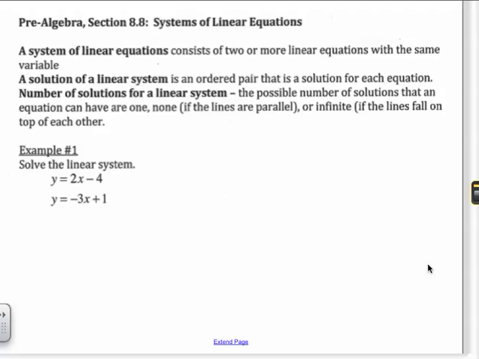Okay? The number of solutions for a linear system. The possible number of solutions that an equation can have, or I should say that a system can have, are: they may have one solution, they may not have a common solution, or they may have an infinite number of solutions in common. Okay? All right. Now let's look at this first one.